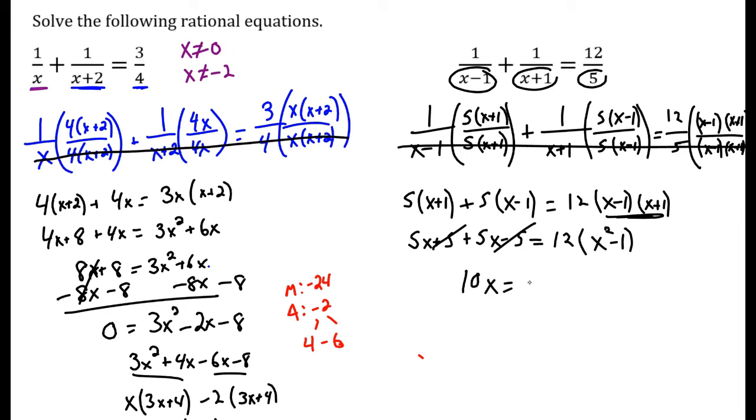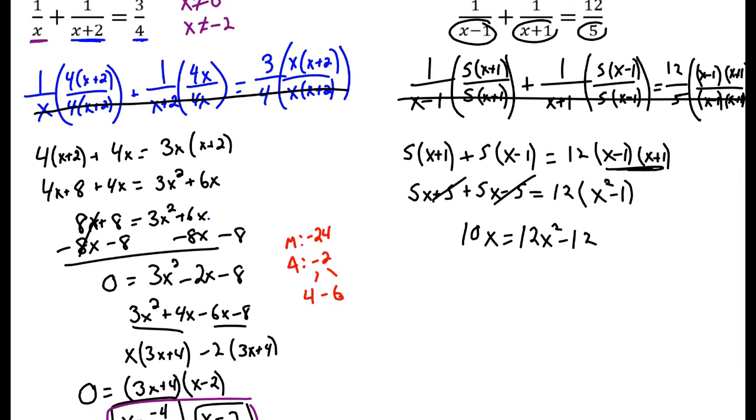equals 12x squared minus 12. But because it's a quadratic equation, I need to set it equal to 0. We set quadratic equations equal to 0. And I subtract that negative 10x over to get 0 equals 12x squared minus 10x minus 12.